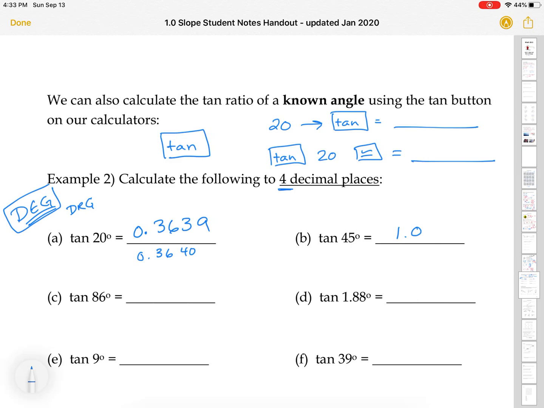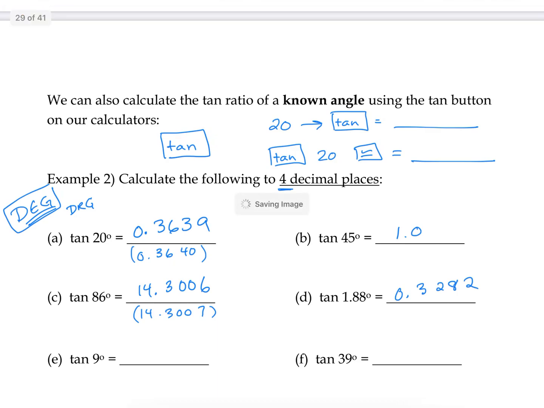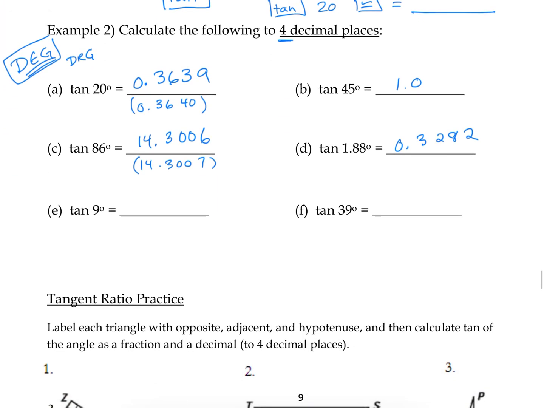86, so we want to know the tan of 86. So you put 86, hit your tan, you're going to get 14.3006. So it's actually 14.3007 because it rounds, but I'll cut you slack. Tan of 1.88 degrees. So 1.88, hit your tan button, and you get 0.3282. Okay? Try the last two on your own, and then we'll check and see if we're getting them right.